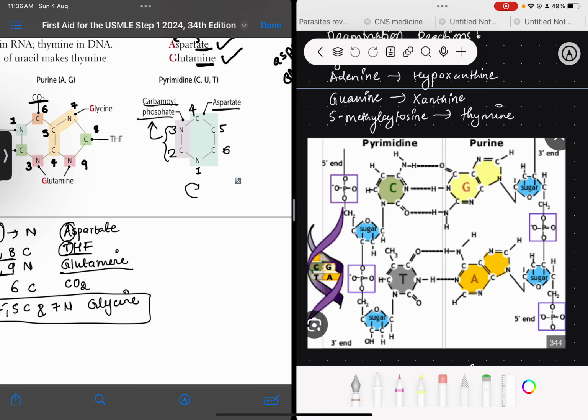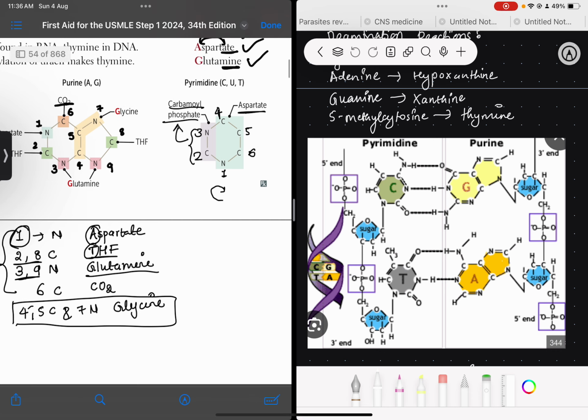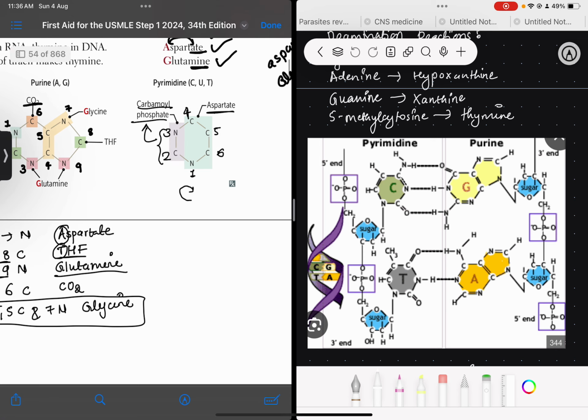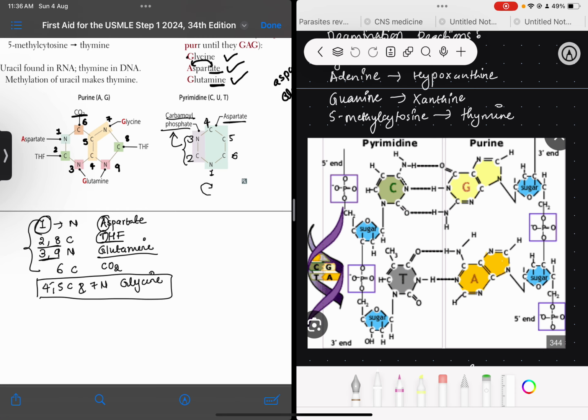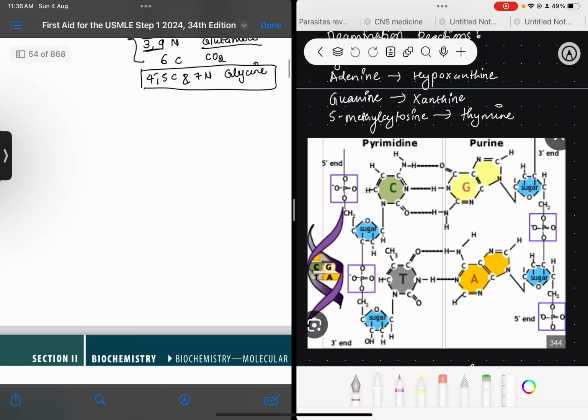So the second carbon is by carbon dioxide and the nitrogen is by aspartate. So combining it, we will form the carbamyl phosphate, and all others are by aspartate. This thing is a little tricky to remember, the structure and the components that are forming it. You have to revise it on the last day to remember, I think.